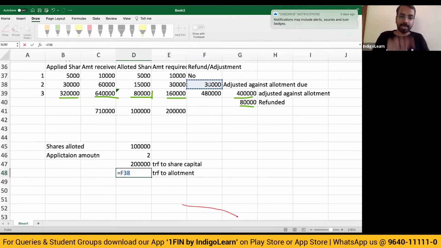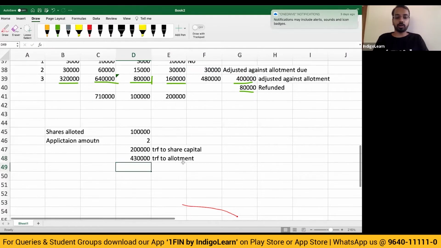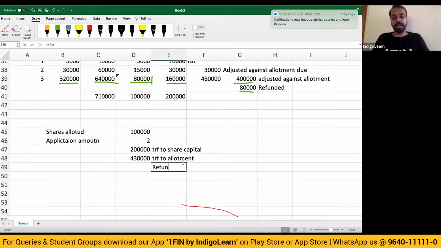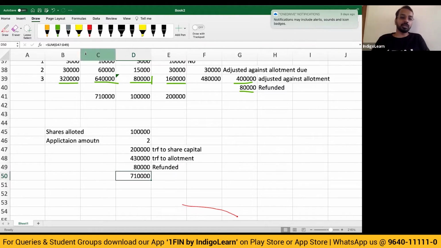30,000 for second category plus 4 lakhs for the third category. 4 lakh 30,000 is to be transferred to the allotment and refunded is 80,000. So first make an entry, or working note like this, that is 7 lakh 10,000 adjustment, so that it is easy for you to pass the entry. I'm repeating once again, we collected 7 lakh 10,000.